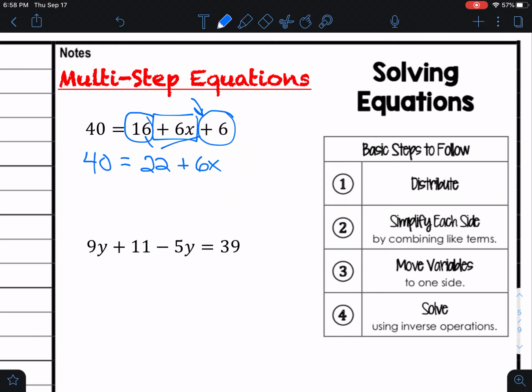It says move all my variables to one side. Well, my x's are already on one side, so I'm good. So now I'm going to go down to step 4 and solve using inverse operations. So now this is a 2-step problem like you did on your assignment last time.